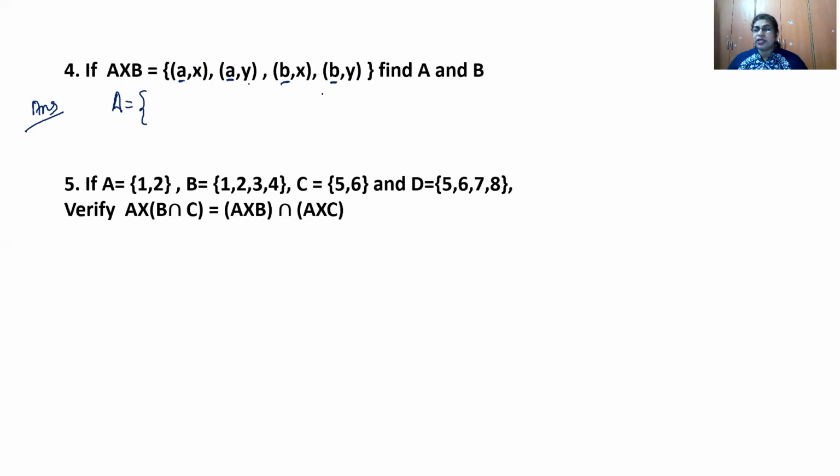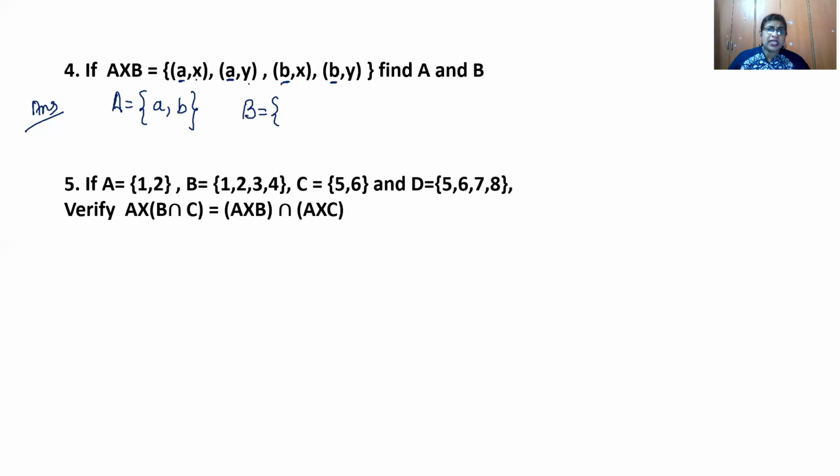Which are the elements you can see? Only 2 elements. Don't repeat the elements. Which are the elements you can see? A and B. So set A is equal to {A, B}. This is your first set. Go to the second set. B in A cross B, B is the second set.